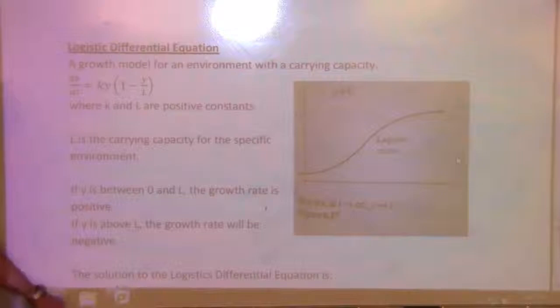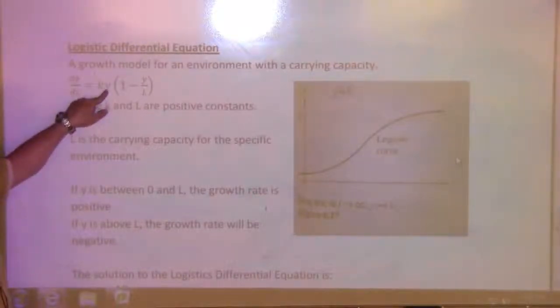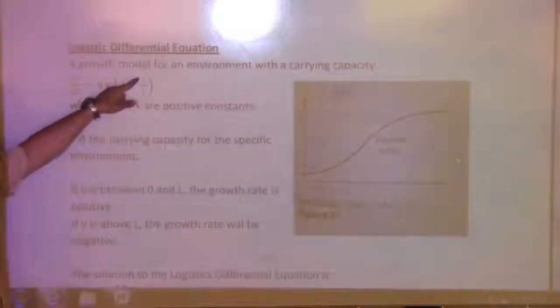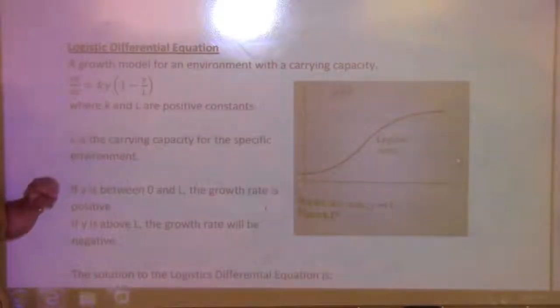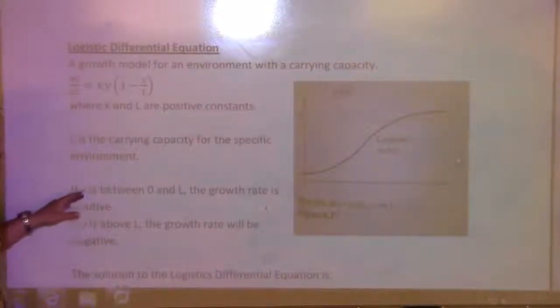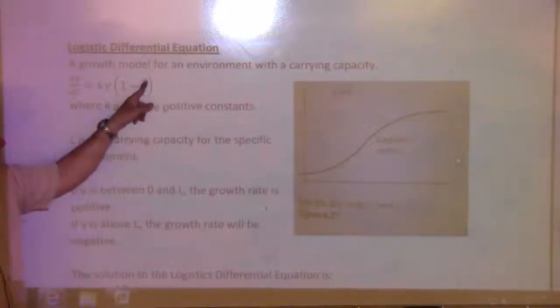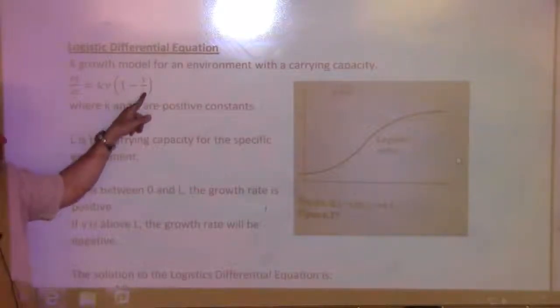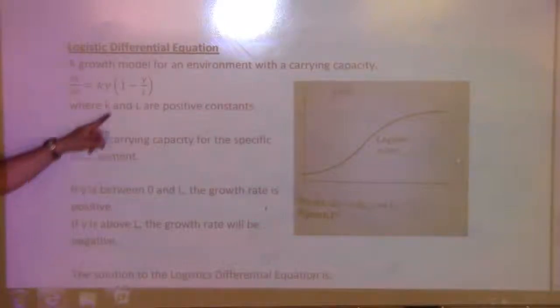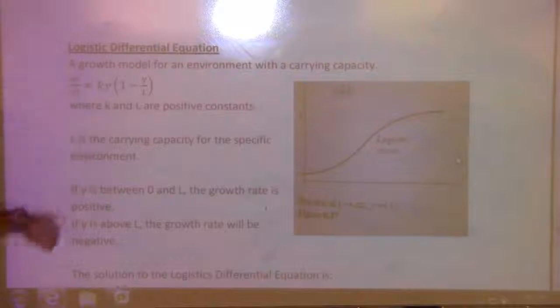Okay, growth model for an environment with a carrying capacity: dy/dt equals k times y times the quantity 1 minus y over L, where k and L are positive constants, and L is the carrying capacity for the specific environment. If y is between 0 and L, the growth rate is positive. So if it's less than L, 1 minus something smaller than 1 is positive. But if it's bigger than L, 1 minus something bigger than 1 is negative, so it'll have a negative growth rate.